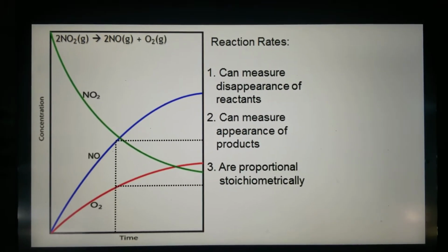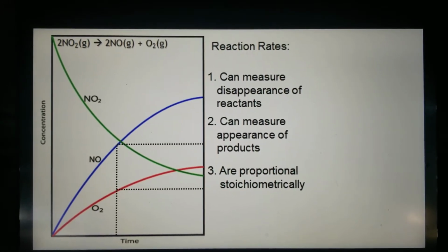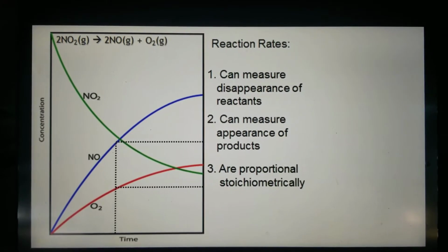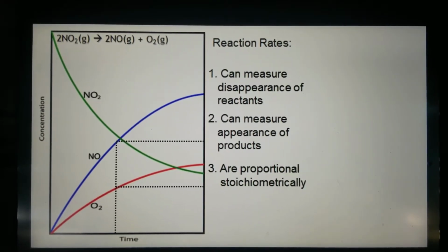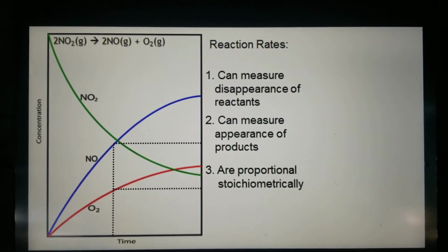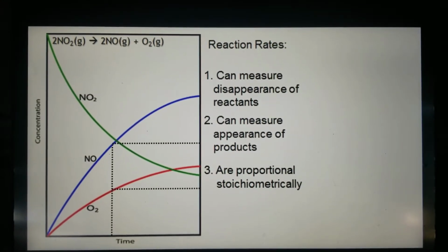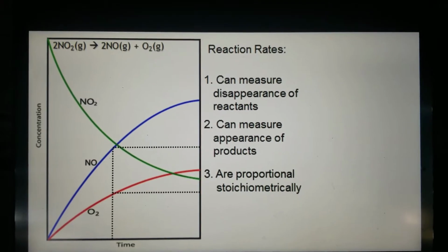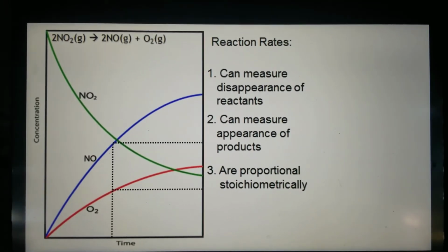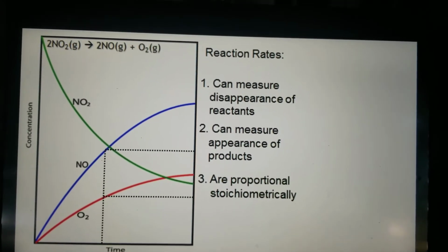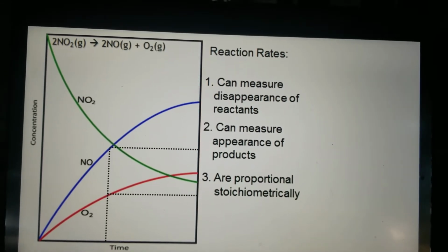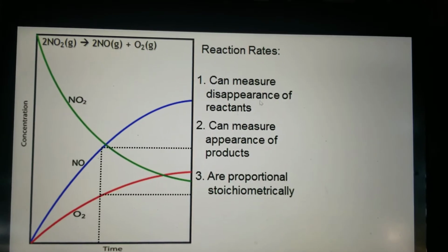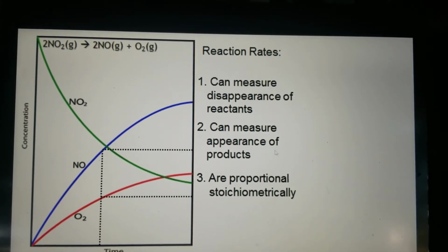Along the side, it talks about how with reaction rates, you can measure the disappearance of the reactants, aka the green line. And you can measure the appearance of the products, again, the blue and the red line. And they are proportional stoichiometrically. So that's why you see the difference between the red and the blue line, because the blue line, the NO, is forming twice as fast as the O2.